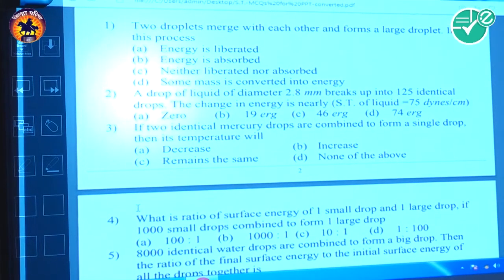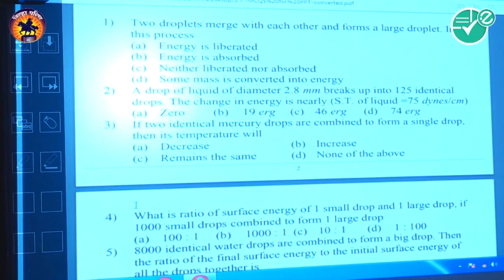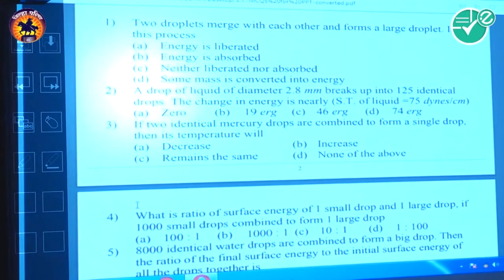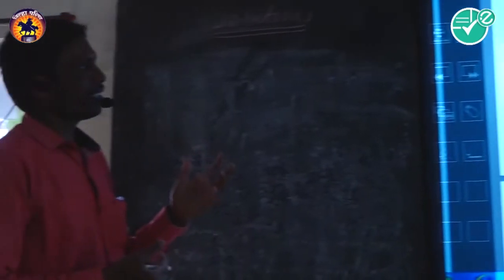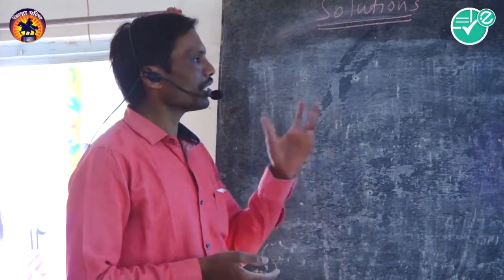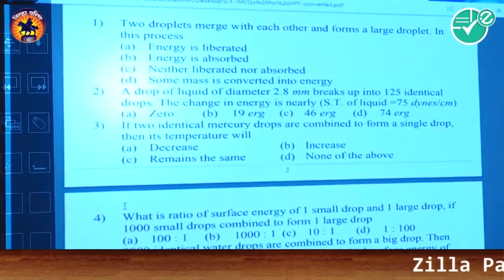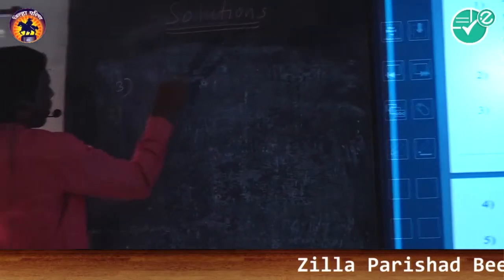It means in this process energy is released, and the released energy is absorbed by the single drop and converted into heat energy. It means the temperature of the drop will increase. So the option is B, increases.